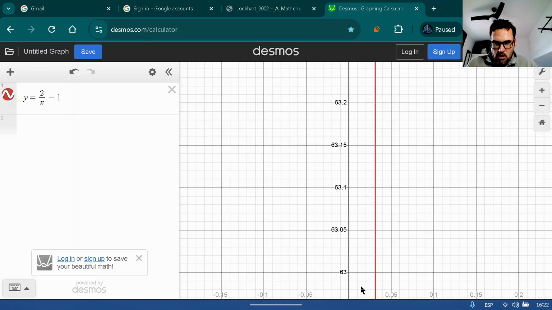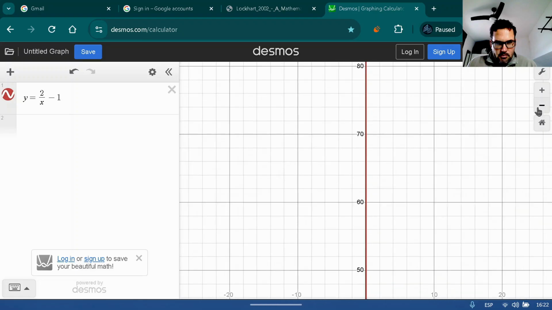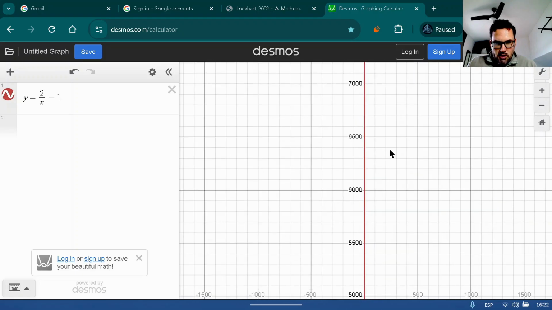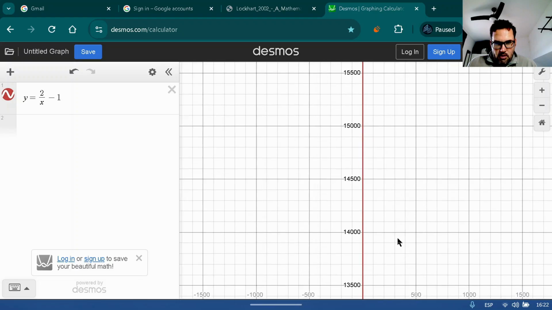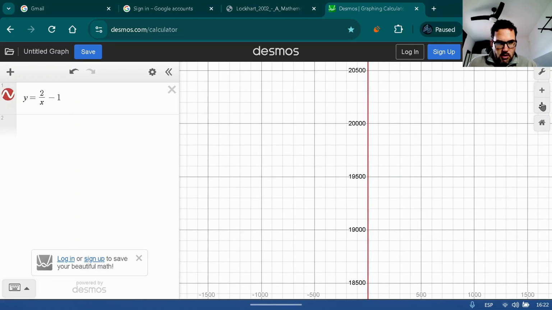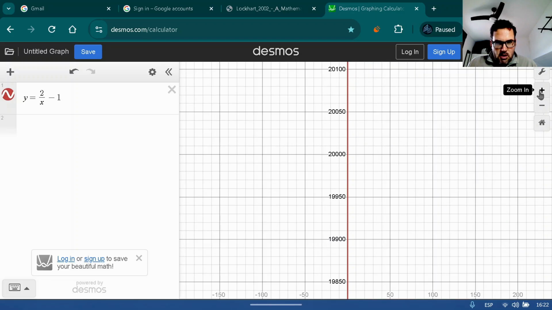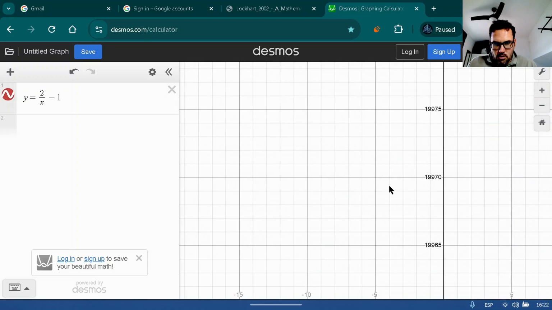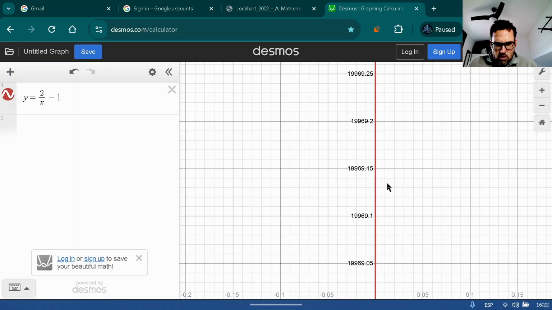Bam, see, it's getting closer and closer and closer. Let's zoom out a lot. Let's go up to, let's say, 20,000. Alright, we can go like this on forever because the graph continues forever. Okay, well, let's just zoom in. Where was it? I lost the line. There it is. So close, it's so close.